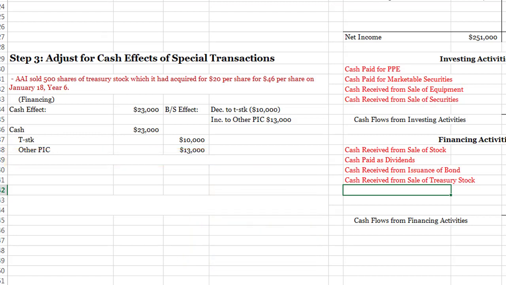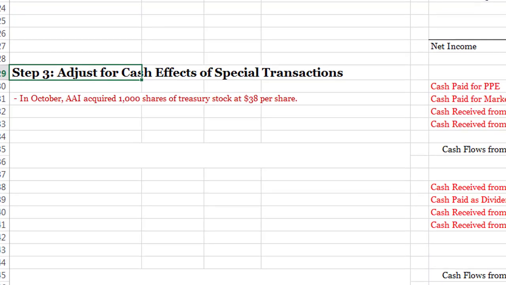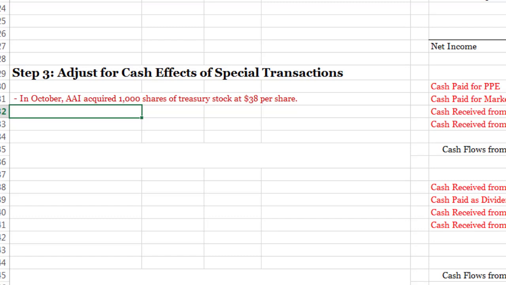Our next special transaction is the purchase of some treasury stock. So we sold a bunch off in January. In October, we bought some back. If we bought them back, there's definitely cash flow involved because I purchased them. Is it operating, investing, or financing? If it's a transaction with an owner, then it's financing.